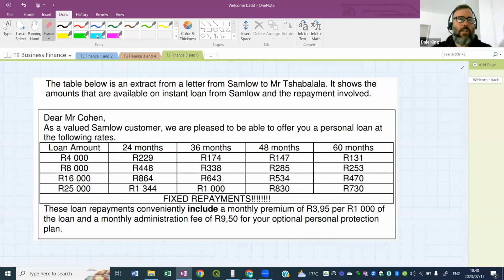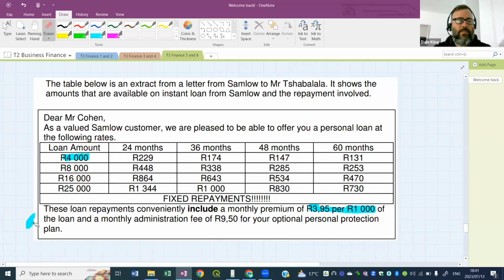Monthly repayments. But there's more. Here at the bottom, it says these loan repayments conveniently include a monthly premium of 395 Rand per 1,000 Rand of the loan. Right, let's just read that part. So 395 per 1,000 of the loan. So if we take 4,000, then it's 3.95 Rand times 4, because there's 4,000s, and that's included in the monthly premium. So we don't have to see it. It's already in there. Interesting.